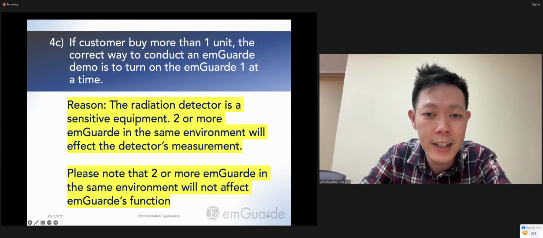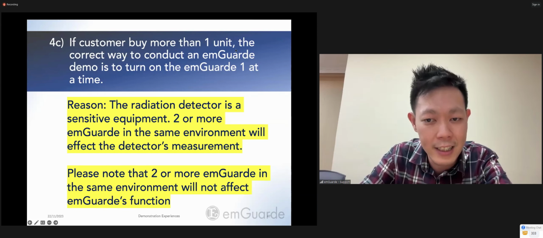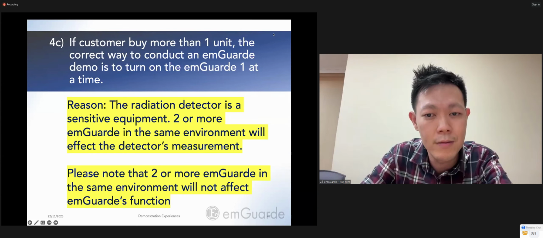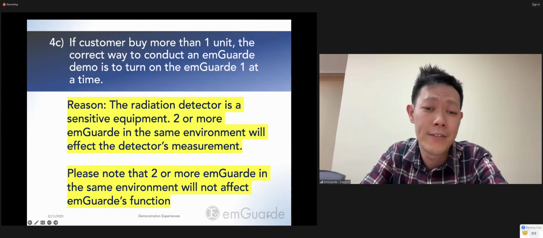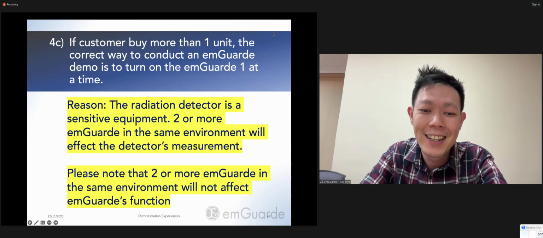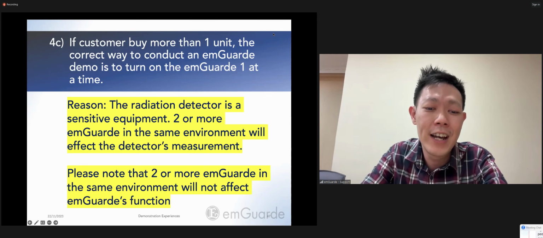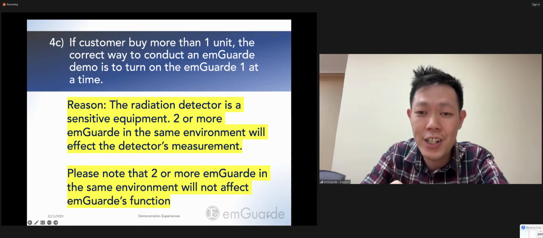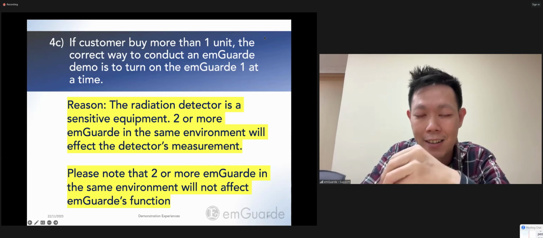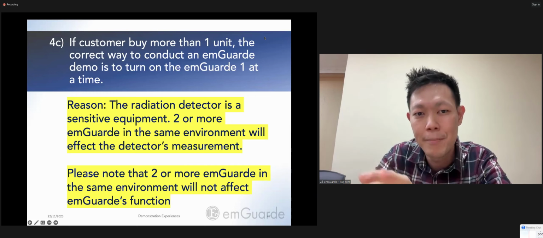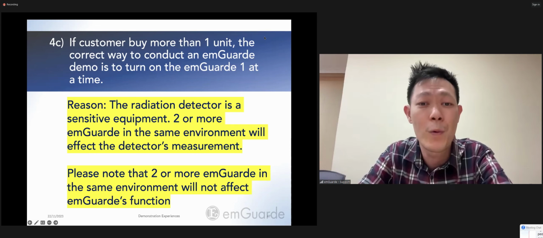The reason for this is that the radiation detector is a sensitive equipment. Two or more emGuarde in the same environment will affect the measurement. Okay, so please take note that two or more emGuarde in the same environment will not affect the emGuarde's function. It's just affecting the radiation detector. Maybe they may go haywire sometimes.